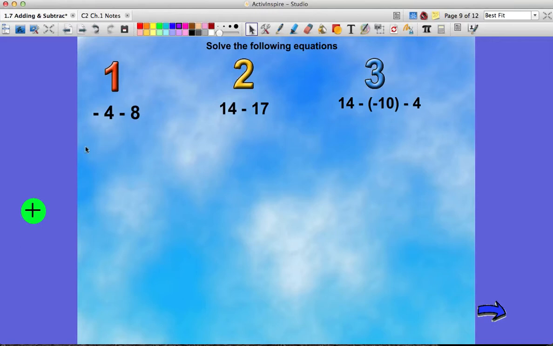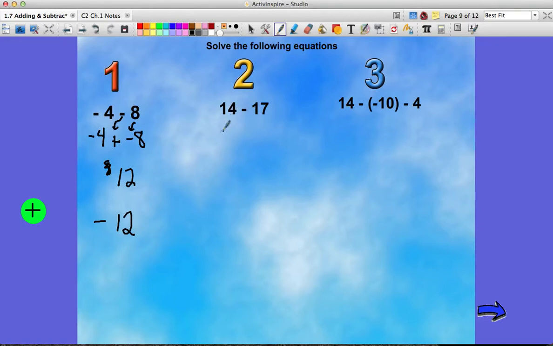All right, so I have -4 minus 8. So I have to keep the -4, but instead of subtraction, I want to change it to addition, and I have to change this positive 8 to a -8. Now I use my rules. Negative and a negative means my answer has to be negative, and I can just go ahead and add. So 8 and 4 will give me 12, so my answer is a -12.